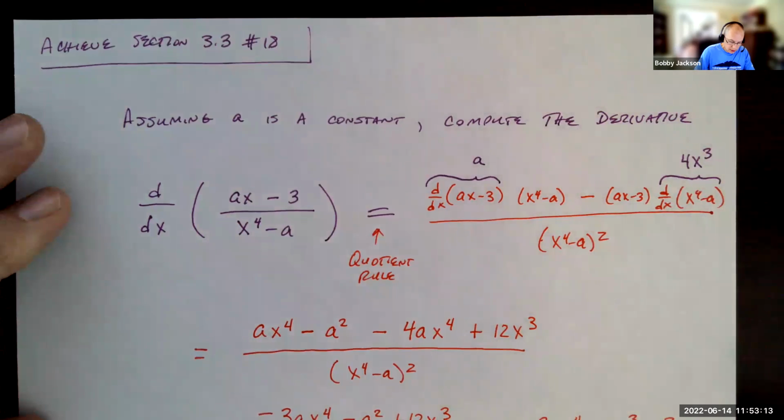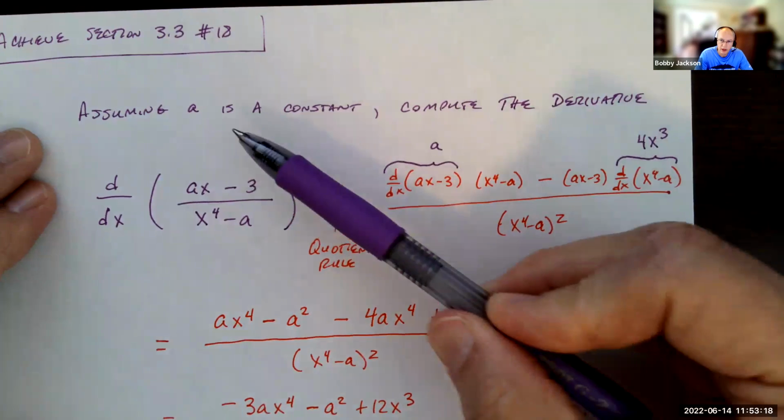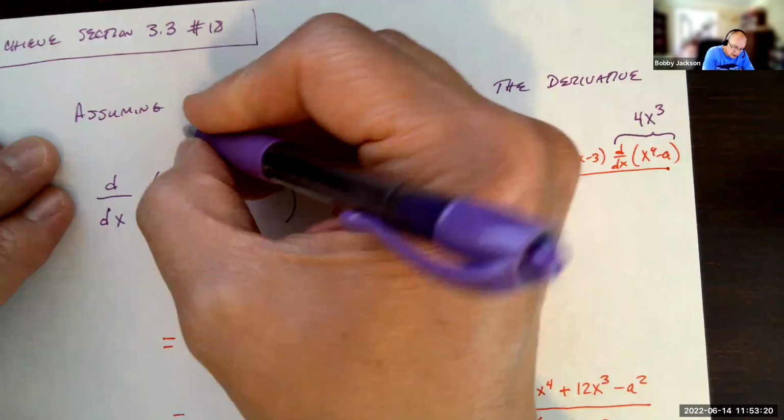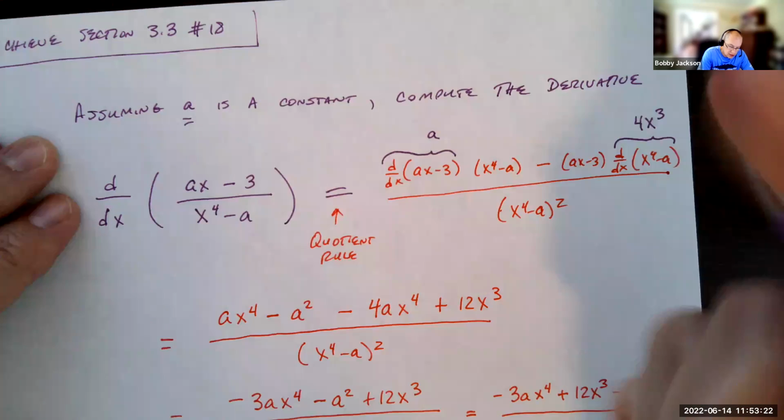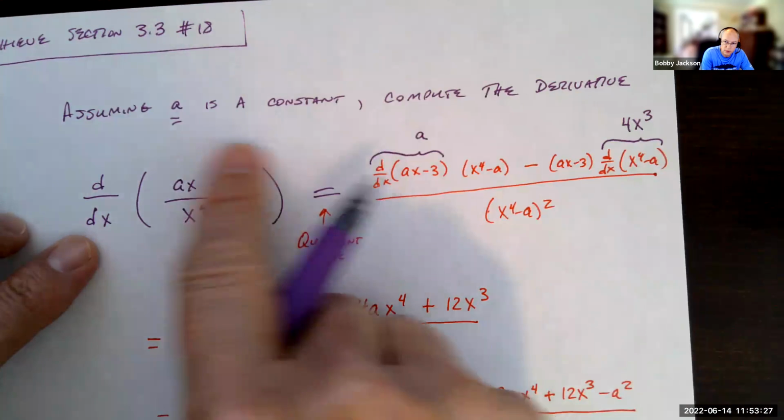All right, let's look at this one in section 3.3, achieve number 18. Should look something similar to this. You have a constant a. a is a constant with respect to the variable, in this case, which is x. And you can see that here, taking the derivative with respect to x. So let's compute this derivative here.